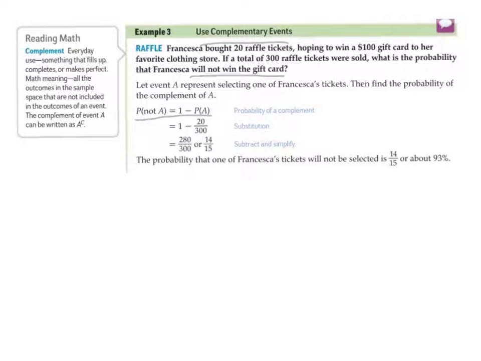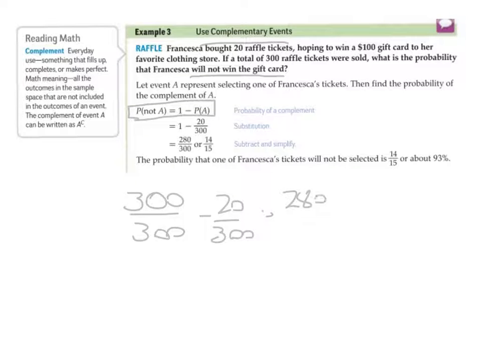Here is the format of the notation. The probability she won't win, where does the 1 come from? Well, there were 300 tickets, and if she bought all 300 tickets, 300 over 300 is basically 1. But she didn't buy all 300 tickets. She only bought 20 out of the 300 tickets. If you simplify that, you're going to finish up with 280 over 300, and that will simplify down to 14 over 15 in simplified fraction form.